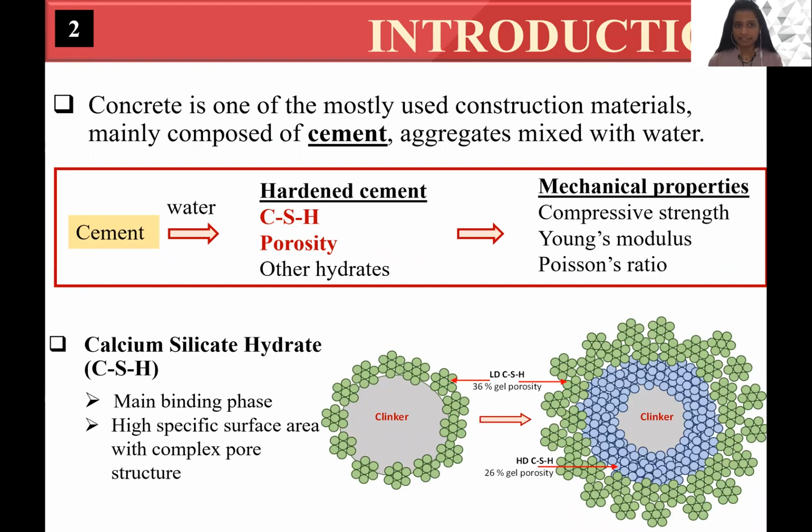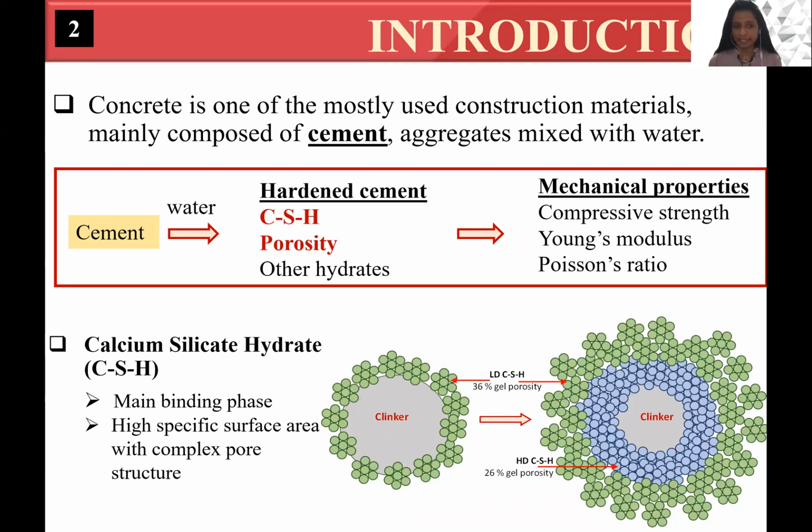As we all know, concrete is one of the most widely used construction materials in the field of civil engineering, in which cement is the most active ingredient. Basically, cement reacts with water to form a hardened cement paste, which mainly consists of calcium silicate hydrate, porosity, and other hydrates. Among these hydration products, the CSH and porosity are the most dominant components which determine the mechanical properties such as compressive strength, Young's modulus, and Poisson ratio.